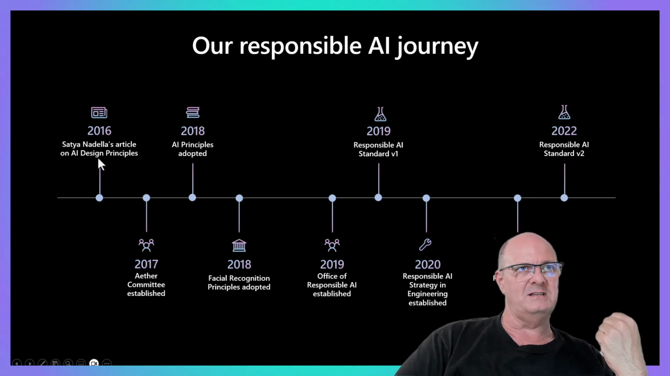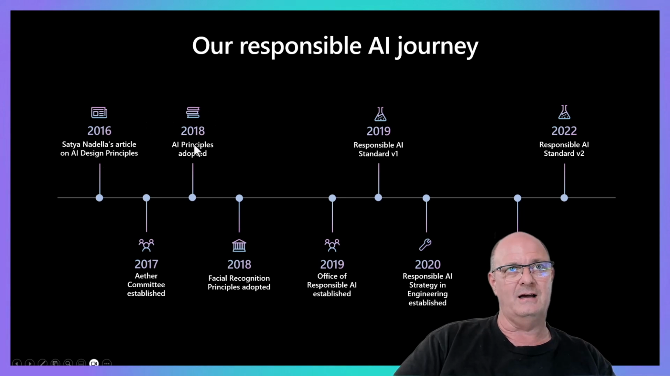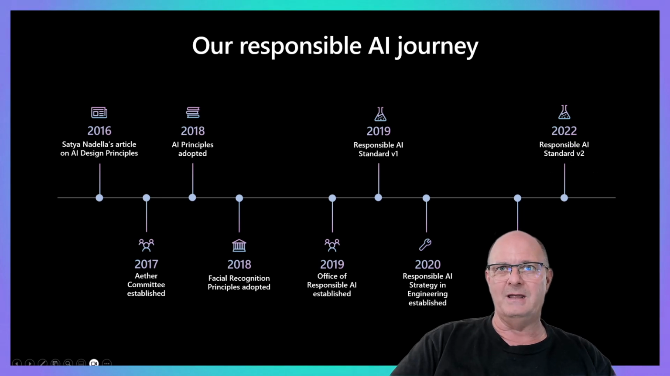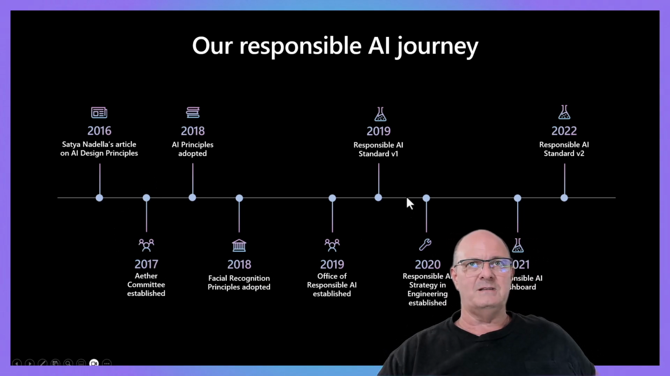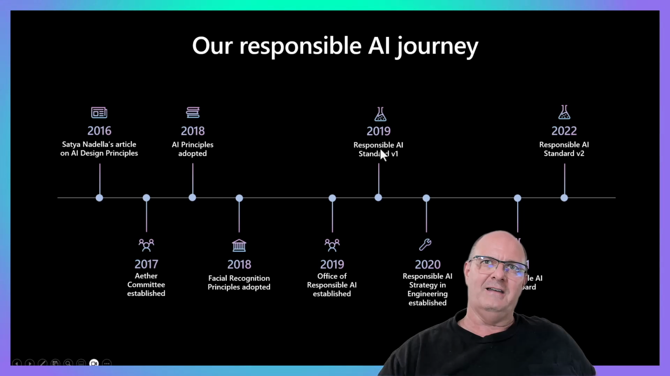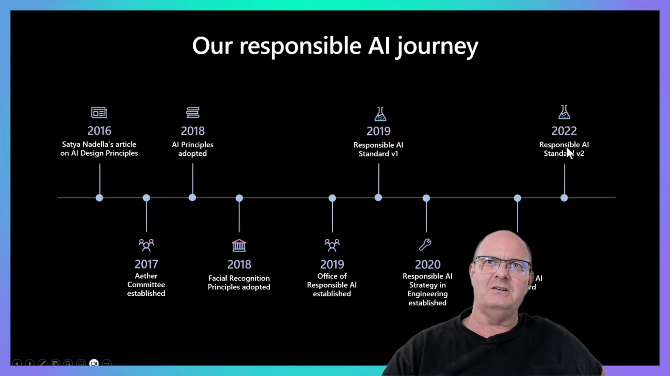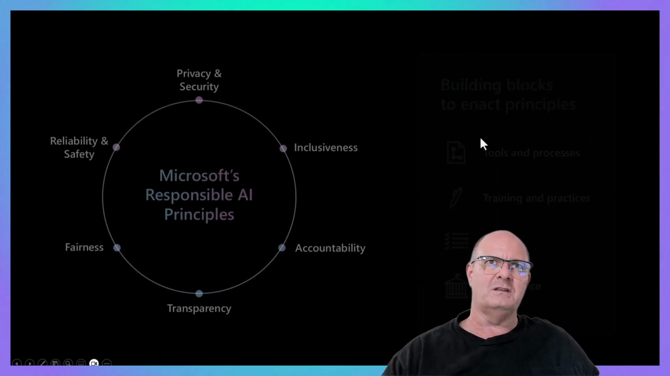So in 2016, Satya Nadella produced an article on AI design principles. We adopted all those principles in 2018. OpenAI really didn't start until around here, so we've actually been working on this for a while. Facial recognition principles were adopted, making sure that, I'll show you the principles in a minute. And then the responsible AI standard, V1, was in 2019, and a strategy in engineering was established. And then we have a responsible AI dashboard and a new standard for responsible AI as of 2022 as well.